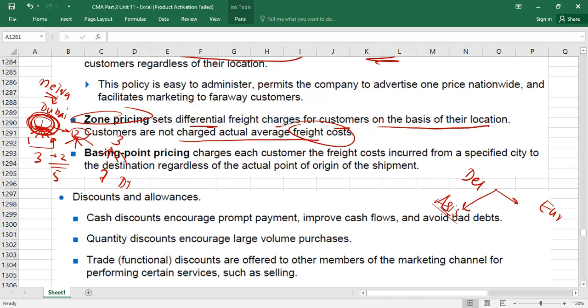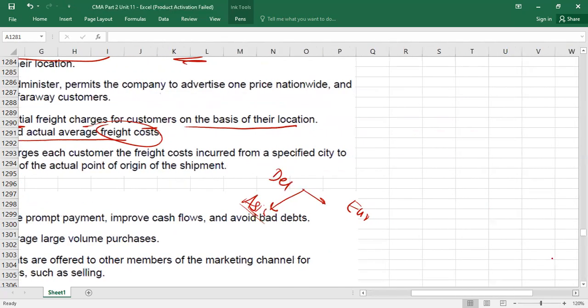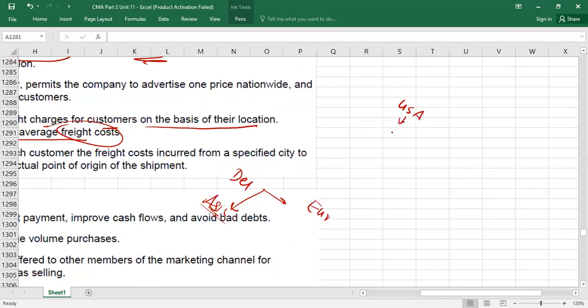Then we have here basing point pricing. What is basing point? Let me tell you. For example, you are manufacturing a product in USA, but you have your main warehouse in Dubai. And from here you are selling the goods to the customers. Let's assume here you have a warehouse.